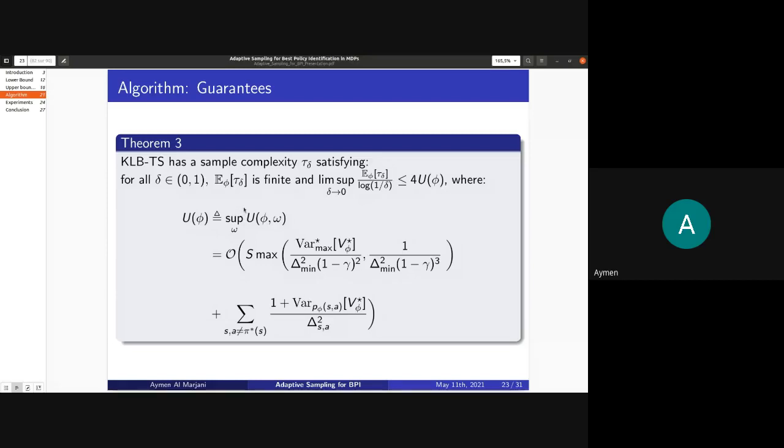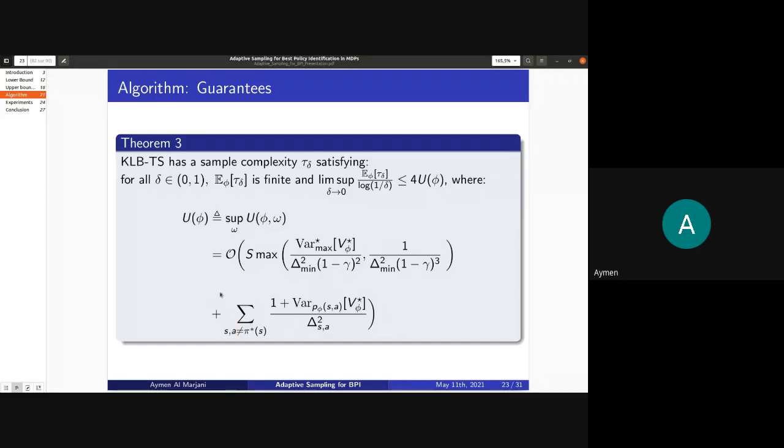So that's the guarantee. One thing that is interesting is to see how this upper bound scales with the functionals of the MDP. Let's say the leading terms of the upper bound are the following. The first one represents the contribution of optimal state action pairs. It scales like S multiplied by the maximum variance along the trajectory of pi star divided by the minimum gap times 1 minus gamma squared, or the usual minimax lower bound. And the contribution of suboptimal pairs scales like the variance of the value function divided by the gaps of these state action pairs.